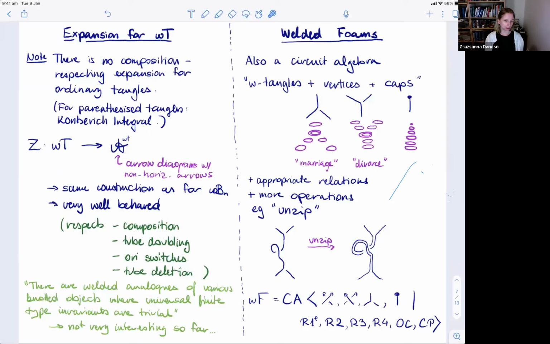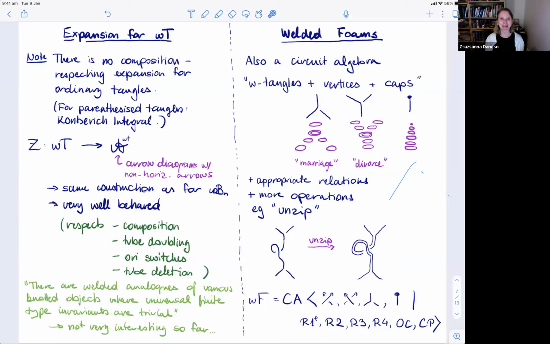But for welded tangles, it's actually very easy. So the associated graded there is arrow diagrams, all the same as for braids, except now arrows don't have to be horizontal. And it's the same construction for the expansion as for braids. So crossings just go to an exponential of an arrow, and virtual crossings go to empty arrow diagrams. It's very well behaved. It respects composition, tube doubling, orientation switches, tube deletions, pretty much any operation you can think of for tangles.